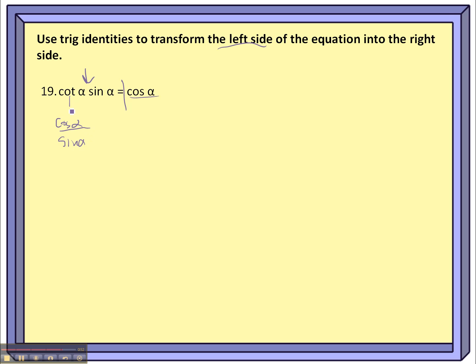So all I've done is substitute that in for cotangent, and now it's still multiplied times the original sine alpha. Now this is just a straight multiplication problem, and these two things divide out, they cancel out, leaving me with the cosine of alpha. And it checks out, so it's verified. Alright, stay tuned for a couple more problems.